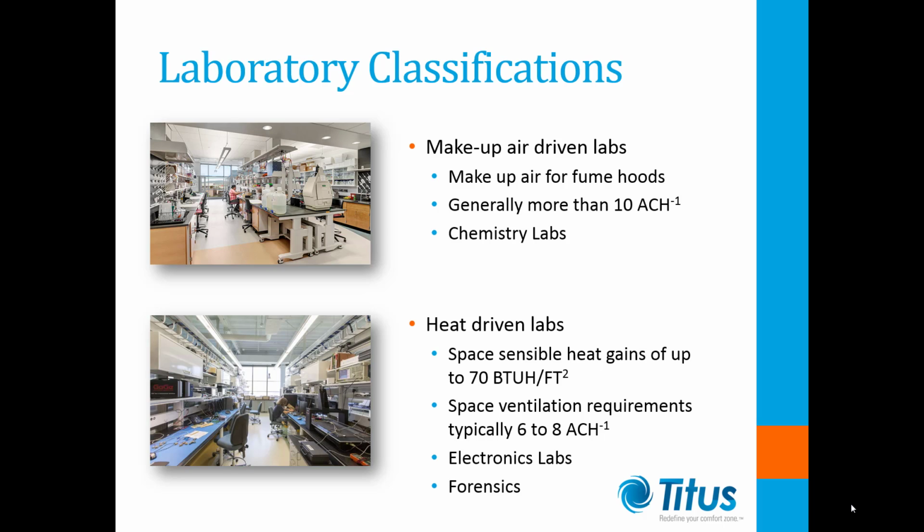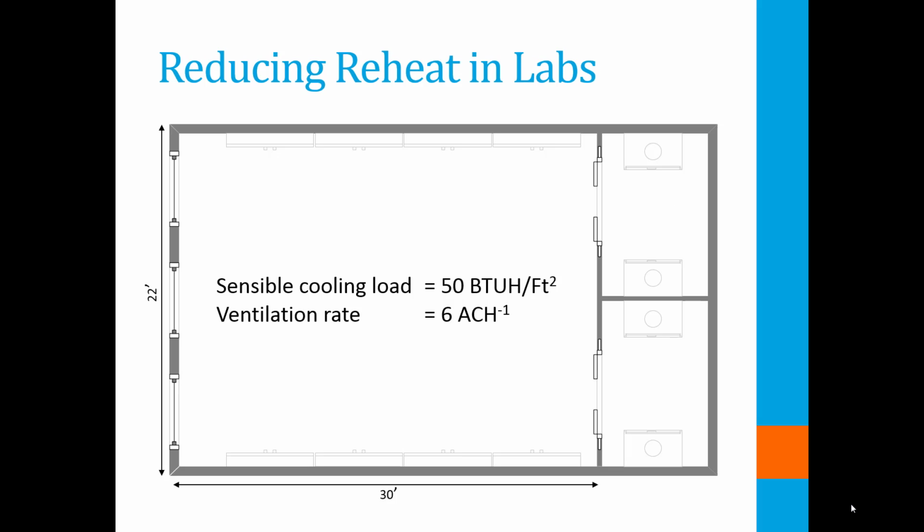With a minimum ventilation rate of 6 air changes, a cooling load and ventilation rate mismatch often occurs, so again reheat is applied to prevent overcooling the space during partial load conditions. Active chill beams have been successfully used in several laboratories across the USA to reduce energy consumption. We can demonstrate how they can be applied in this example of a heat-driven lab.